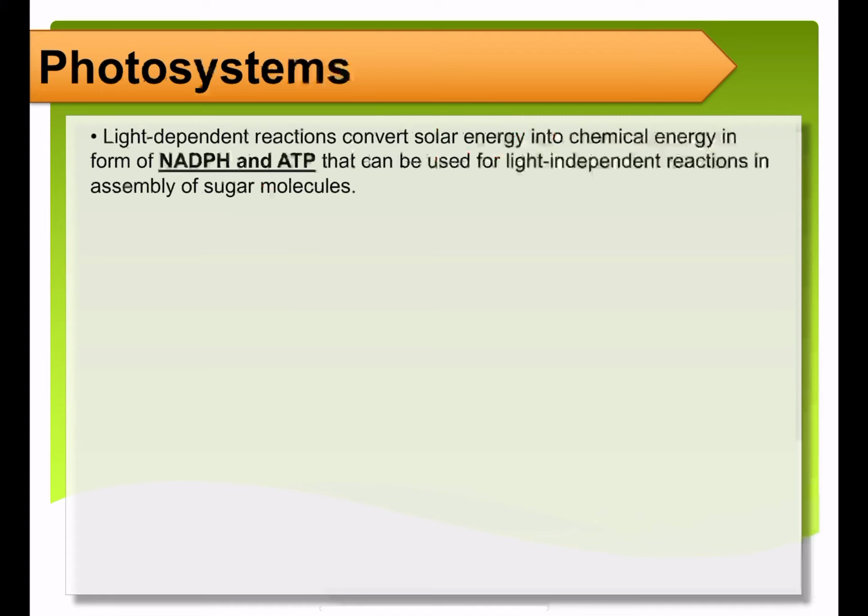All right, now we are ready to talk about the steps of the two parts of photosynthesis. Light-dependent reactions will convert sunlight or solar energy into chemical energy. Remember, we talked about transformation of energy from one form to another in Chapter 6. That chemical energy will be stored in the forms of ATP and NADPH. ATP, we already talked about immensely as a currency for energy. NADPH is a form of electron carrier for photosynthesis.